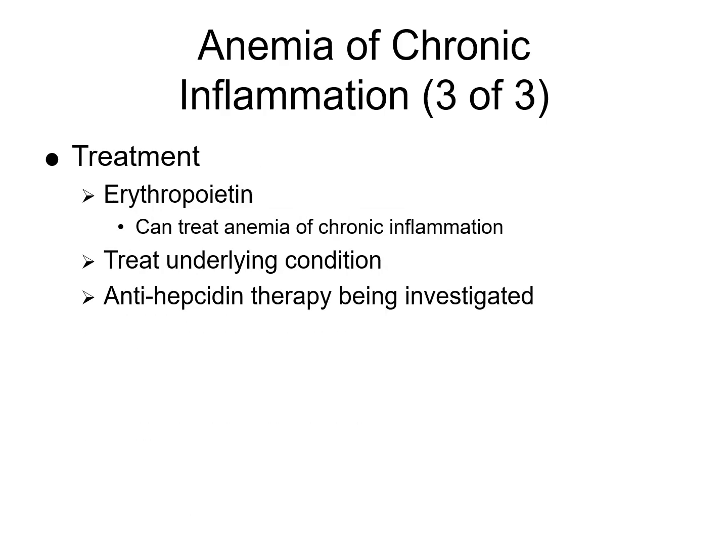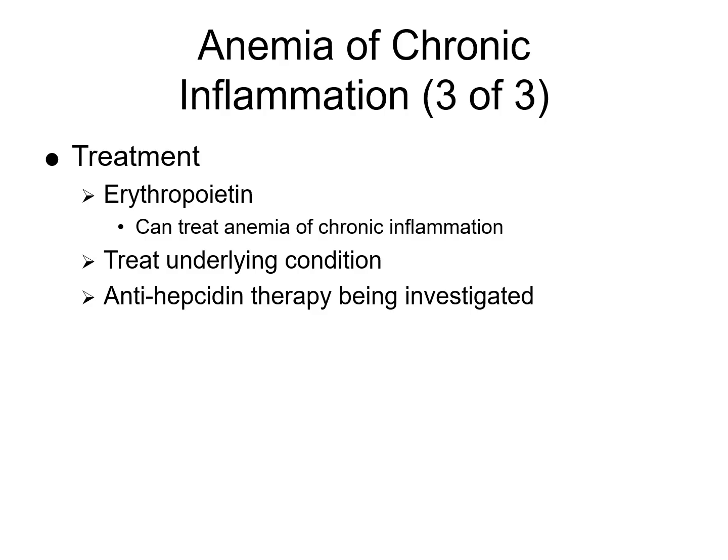For treatment of anemia of chronic inflammation, you can do erythropoietin therapy. This can stimulate red blood cell production by promoting erythroid precursor proliferation and differentiation. This is particularly useful when anemia is severe or associated with chronic kidney disease. We also are going to try to treat the underlying condition. So the primary approach is the management of the root cause of inflammation. Is it infection? Is it autoimmune disease? Is it a malignancy? We need to know that so they can try to treat that.